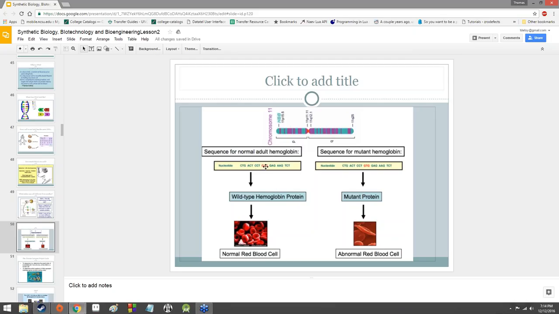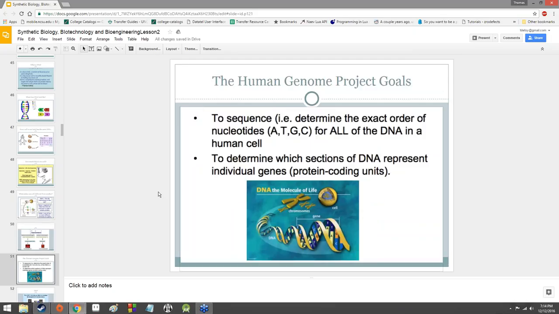So in this case, it's GAG, which creates the normal hemoglobin, the normal blood cell. Over here, it's GTG, so simply the A and the T have switched. It's not even that the A and the T have been replaced with a C and a G. It's just that the A and the T have switched positions, and that's enough to create abnormal red blood cells, with things like anemia. So it's pretty amazing to think that such a tiny change can create such a difference in the overall structure of whatever it has the instructions for.